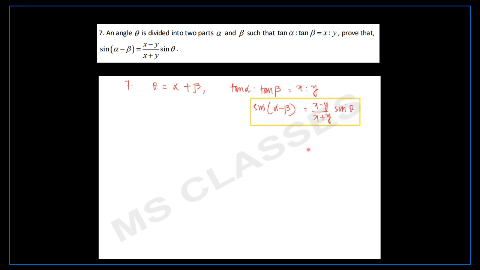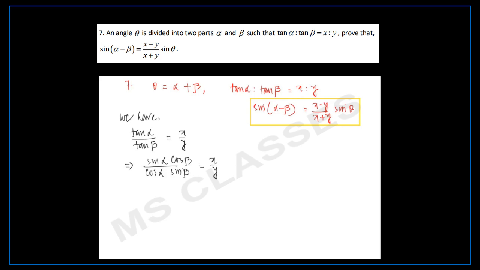Now, here in the expression only, they have given x minus y by x plus y. That means we have to use componendo and dividendo. This automatically says that we have to use componendo and dividendo. Now, how can we proceed here? That is tan alpha by tan beta, it is given x by y. So we can start like this, that we have from the given expression tan alpha by tan beta equal to x by y. Now, what is tan alpha? Tan alpha is sine alpha by cos alpha, into sine beta by cos beta, equal to x by y.